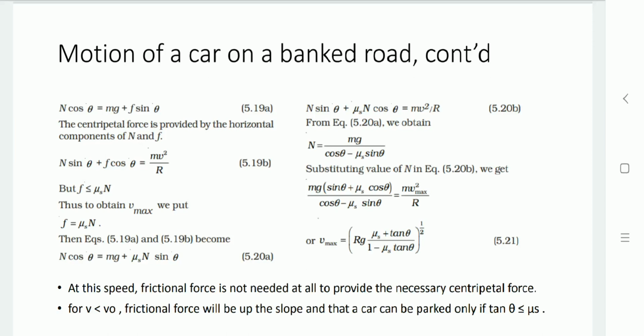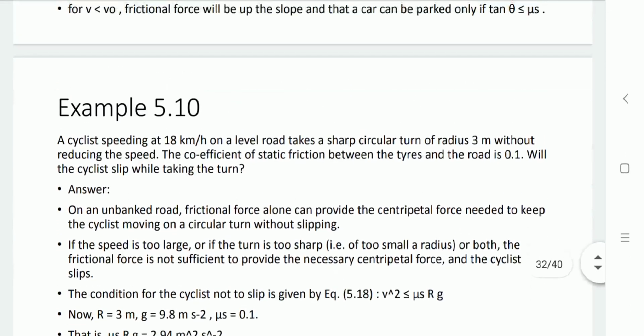Now at this speed, the friction force is not needed to provide the centripetal force, but if the velocity is less than v0, then the frictional force will build up, and the car can park on the slope at an angle with tan theta less than or equal to mu s. Now let us go through an example regarding the same.